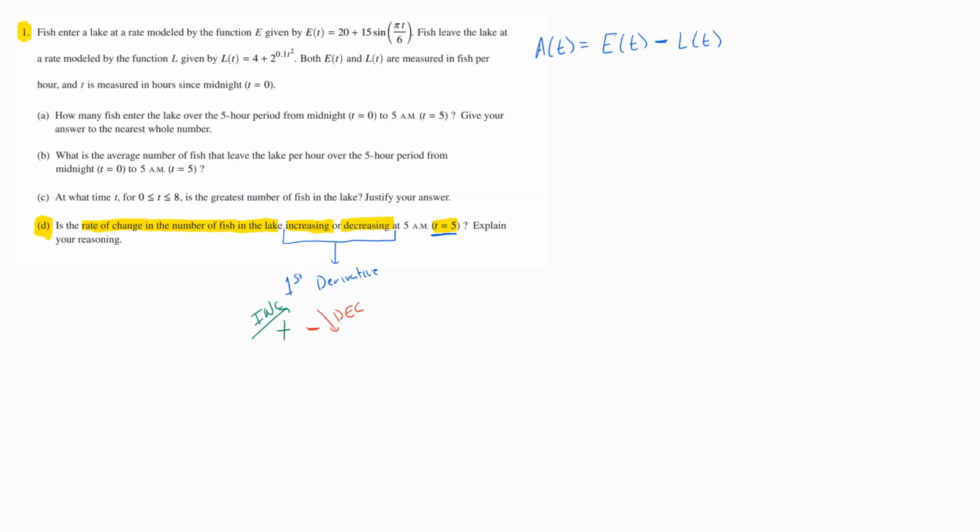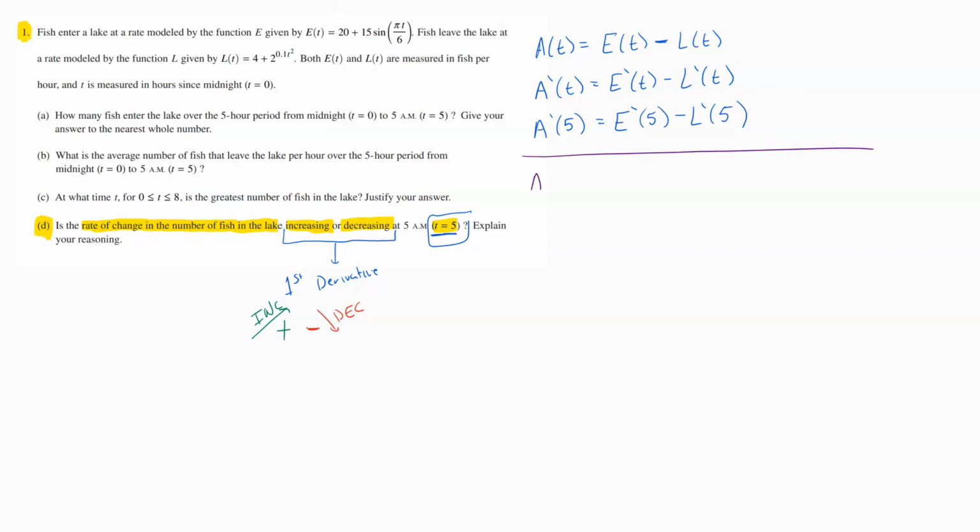What that would mean is we need to find this derivative, so A prime of t, and that would equal E prime of t minus L prime of t. And then specifically, we need to know what's happening at 5. So we want to know what's happening at A prime of 5. So we want E prime of 5 minus L prime of 5. Well, the beautiful thing for us is we can do all of this in our calculator.